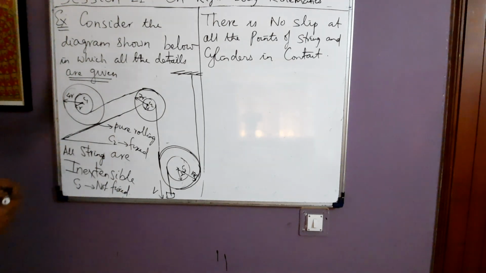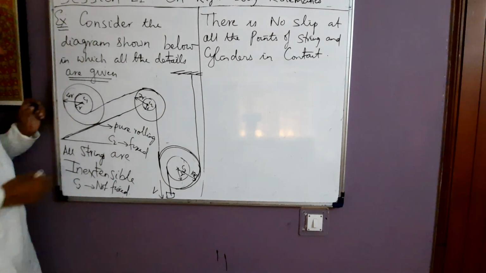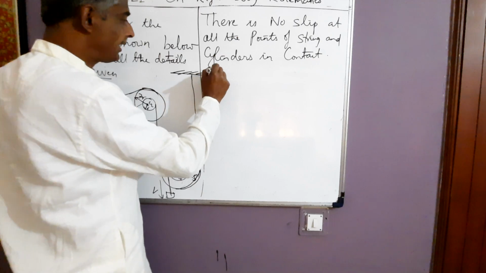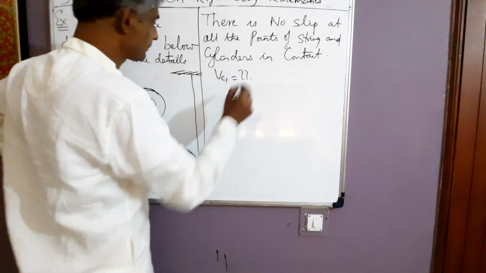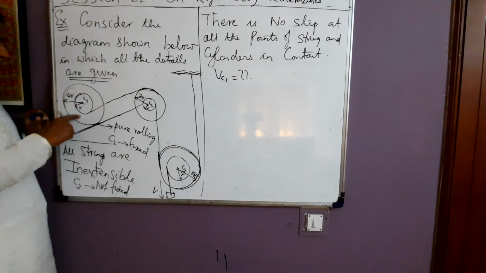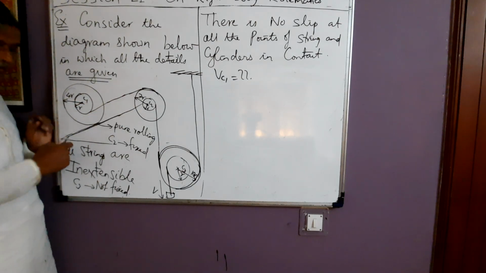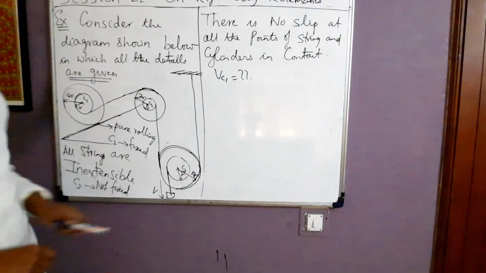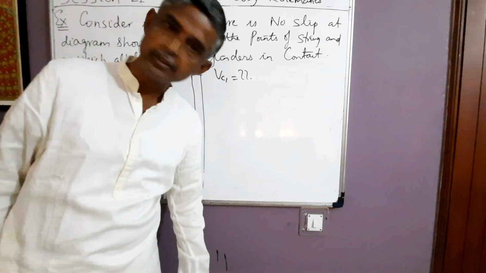Okay, fine. The question is: find VC1. Find the speed of center C1 of this double cylinder which rolls without slip over this fixed inclined plane. So this is what we have to determine.